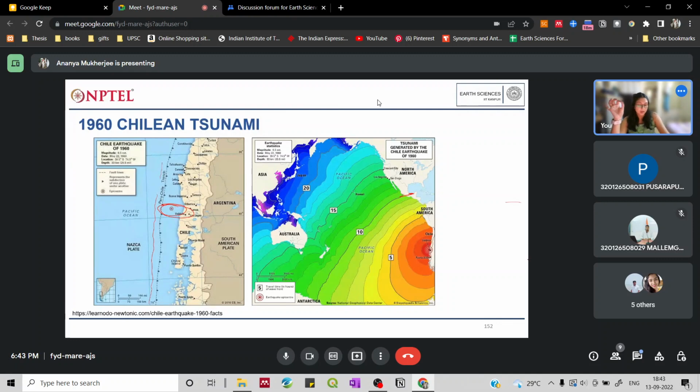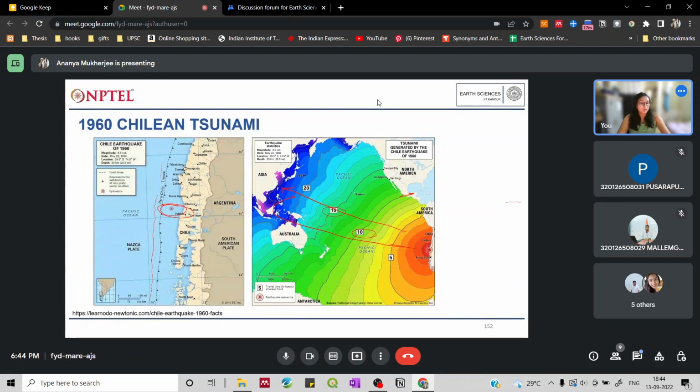And you can see that while this is happening on the western coast of South America, this is the trajectory of the tsunami waves, which is reaching all the way up to Asia. So you can understand how great the impact of this earthquake was, that all the way from the South American coast it reached the Asian coast. And the numbers mentioned in the blocks over here are hours.